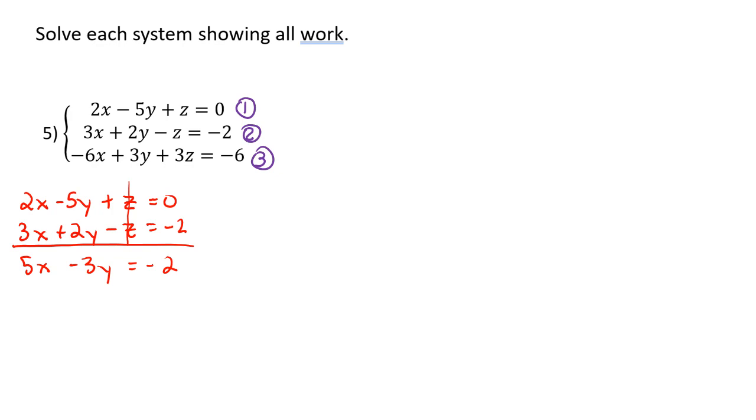So I can see that here, equation 2 has negative z, and equation 3 I have 3z. I'm going to make those cancel out. So I'm going to pick equation 2 and equation 3. All right, so I need to multiply the top equation by positive 3. And watch what happens when I do that.